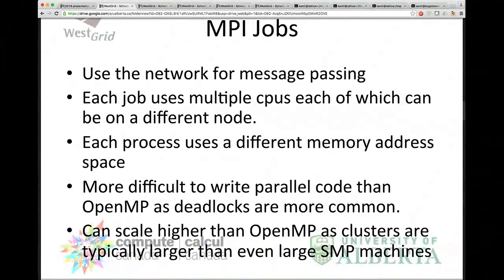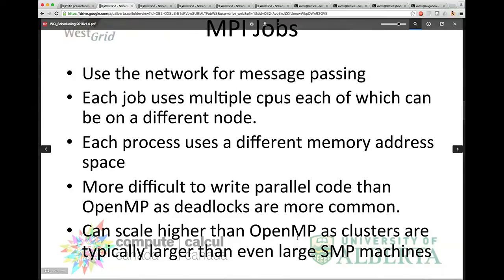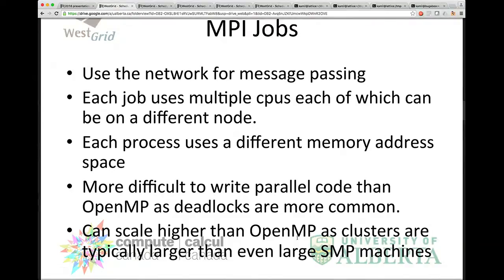But the advantage is that MPI can scale higher than OpenMP, as clusters are typically larger than even large shared memory machines. So for instance, the Jasper cluster has 400 cores. Potentially, you could run an MPI job on a cluster that uses much more. Compute Canada is going to be building a very large machine called LP, where you may be able to run jobs that use many thousands of cores.